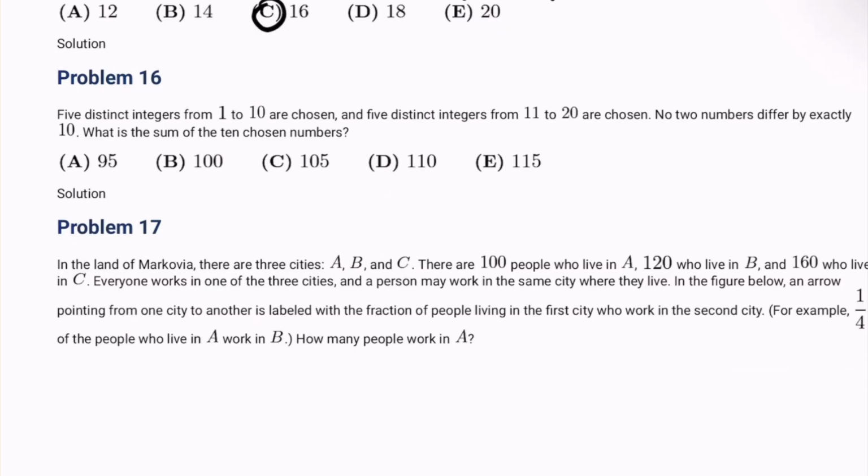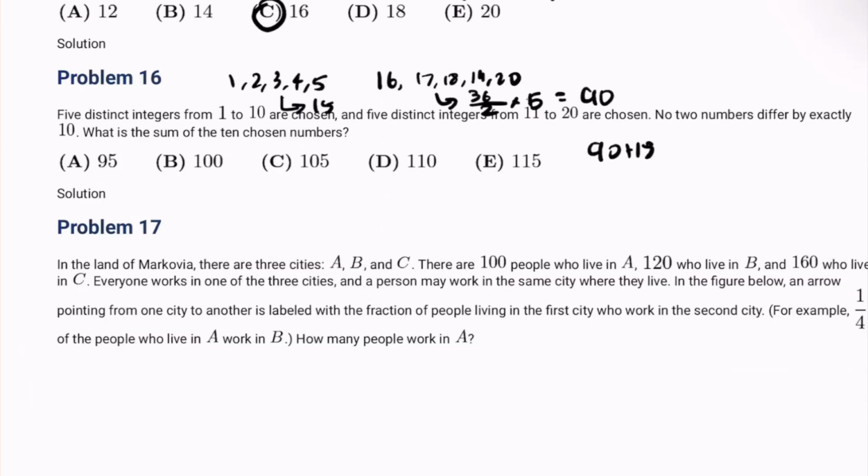Since we know that none of them can differ by 10, why don't we choose 1, 2, 3, 4, and 5? And then we can't choose 11, 12, 13, 14, or 15, because those would differ by 10. So let's choose 16, 17, 18, 19, and 20. This satisfies the condition. So if we sum all of these, the sum of 1 to 5 is 15. For the others, we can do 36 over 2 times 5, which is 90. 90 plus 15 equals 105, which is our answer, choice C.